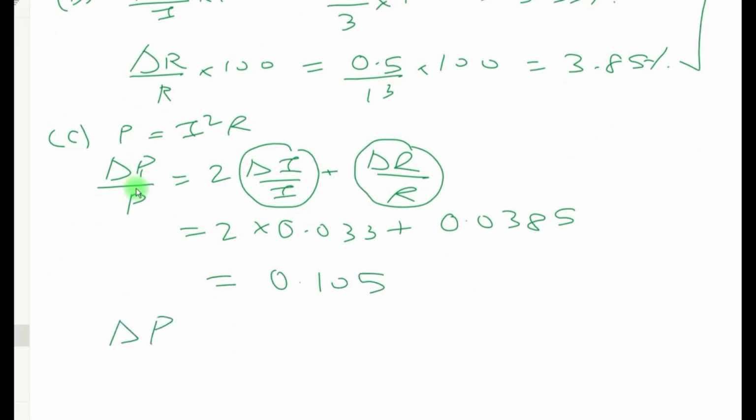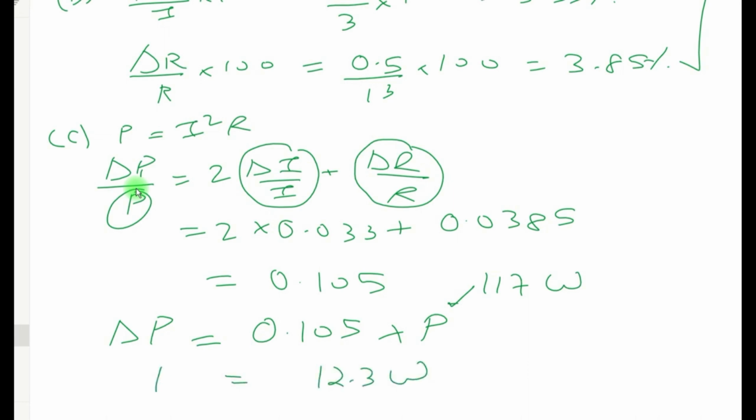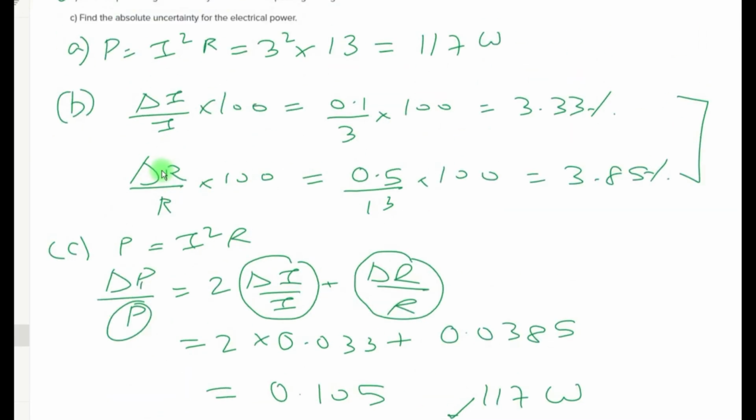Now delta P can be written as 0.105 multiplied by the value of power, which was found as 117 watts in part A. If we solve for this, we will get approximately 12.3 watts, which is the absolute uncertainty in the measurement of power. This is the answer to part C.